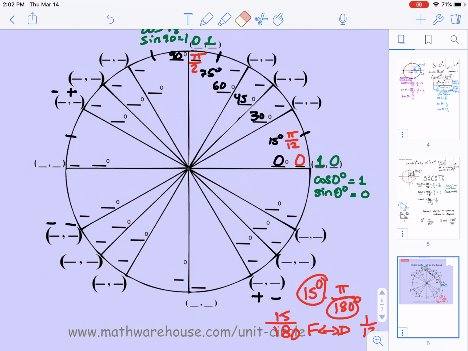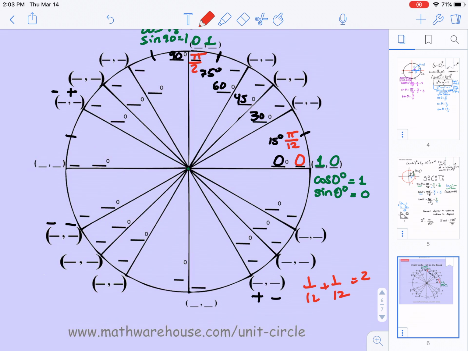What we're going to do next is we're going to add 1/12 to each of our angles as we go around the circle. So we'll start with 1/12 plus 1/12, which gives us 2/12, which reduces to 1/6. So this is pi over 6 in the radians. 30 degrees is pi over 6. Now we can add another 1/12. That gives us 3/12, which reduces to 1/4. And so pi over 4 is the radian measure of the angle. It's 45 degrees. And so on.